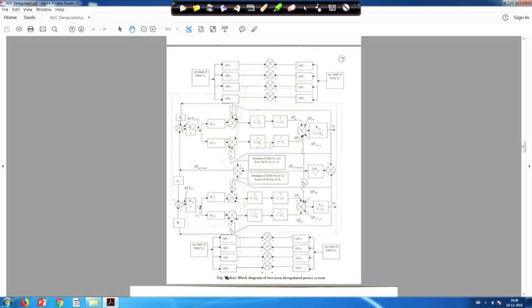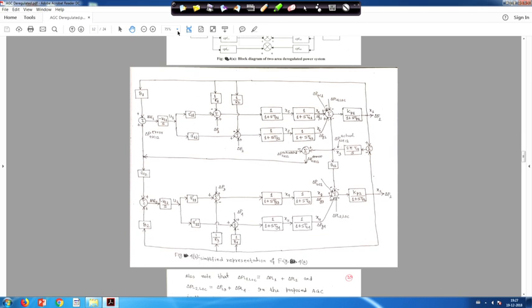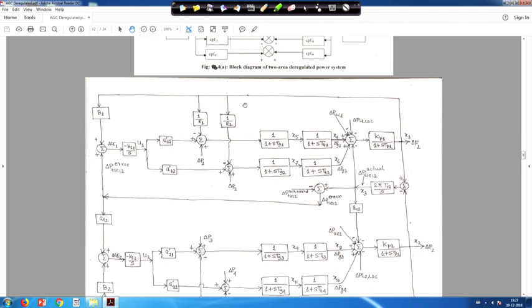Okay. So, this block diagram is the way the actual drawing was done. Now, for our analysis, we will simplify it. So, how will we do it? This was drawn by hand, right. So, let me enlarge it a little bit, right.